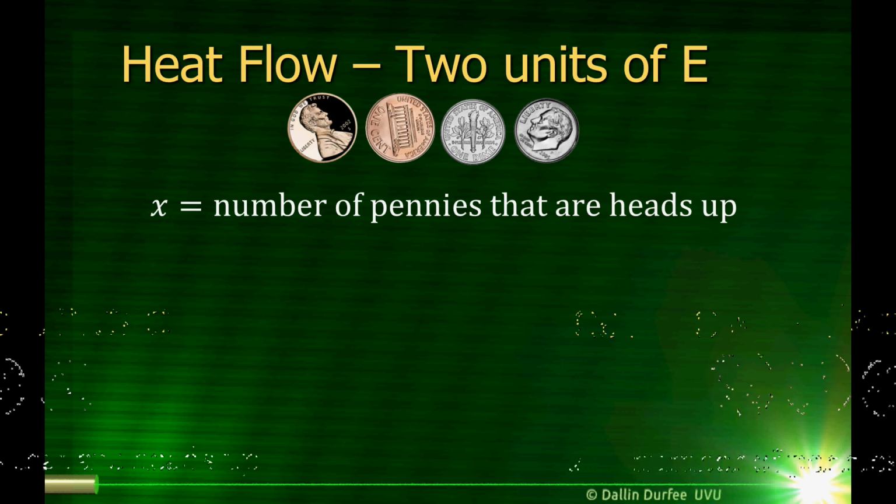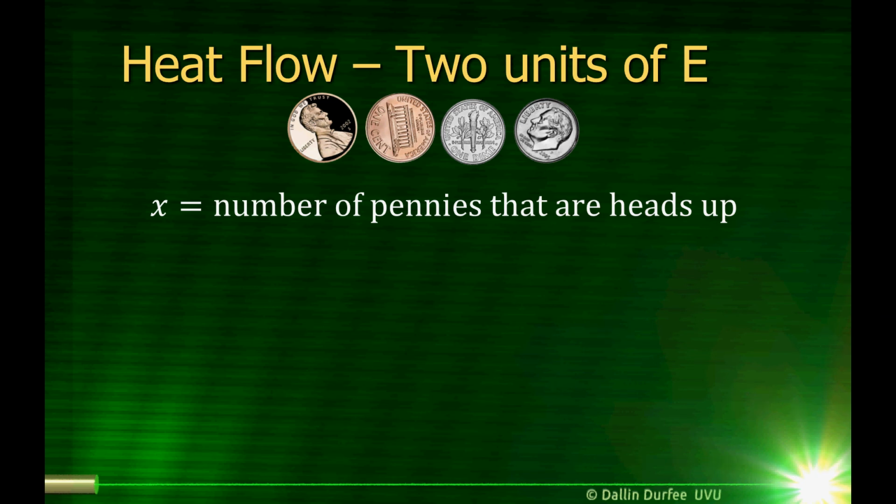I'm going to let X represent the number of pennies that are heads up. So 2 coins will be heads up. But the number of pennies that are heads up could be 0, 1, or 2, right? Like the pennies could have all the energy, or the dimes could have all the energy, or it could be split. Now, the probability of having X pennies heads up is just the number of ways I can arrange my coins with that number of pennies heads up divided by 6. Why 6? 6 is the total number of ways I can arrange my coins with 2 of them being heads up. So there's 6 ways I can arrange my coins such that 2 of them are heads up.